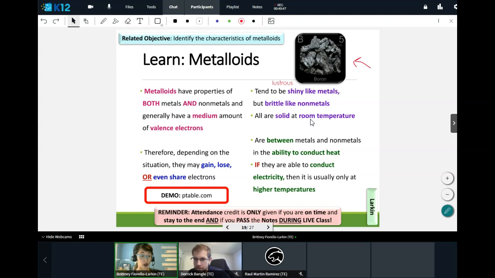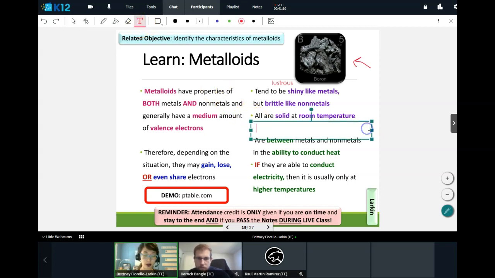However, they are brittle, which is more like a non-metal. Remember, metals are supposed to be ductile and malleable, meaning that we can stretch them into wires, we can pound them into sheets, that we can change their shape without them breaking. Boron, though, if you try to change its shape, it's just going to crumble apart. It is brittle. Brittle means it'll crumble apart. Now, they are all solid at room temperature, which is more like metals.